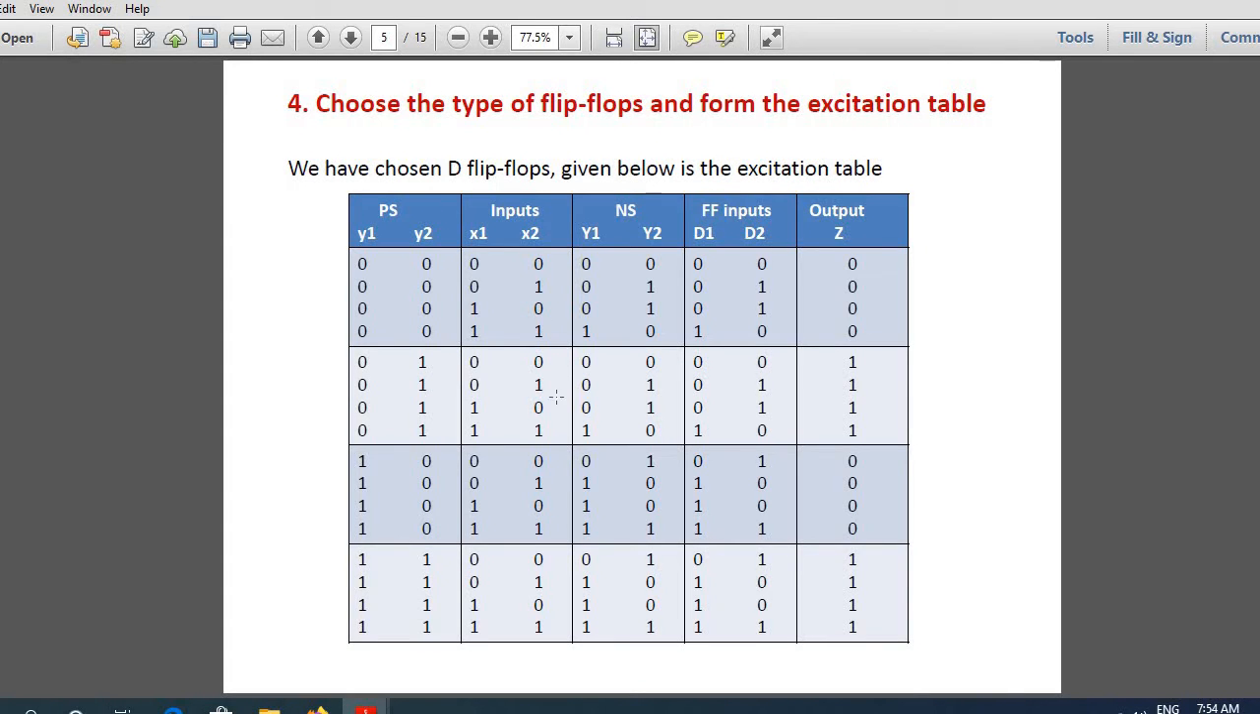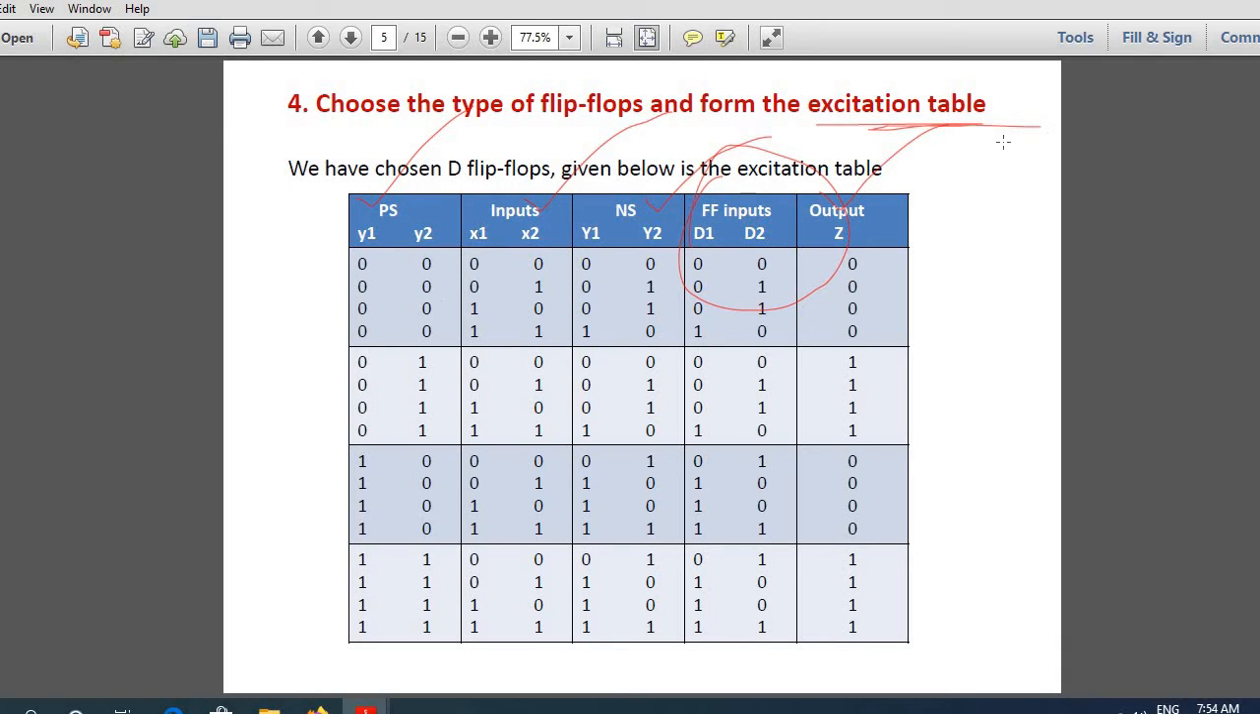Now, what is the next step? The next step is choosing the type of flip-flops and forming the excitation table. So here, first what you have to write? You have to write the present state, the inputs, the next state, the output, and in addition, you require the flip-flop inputs.